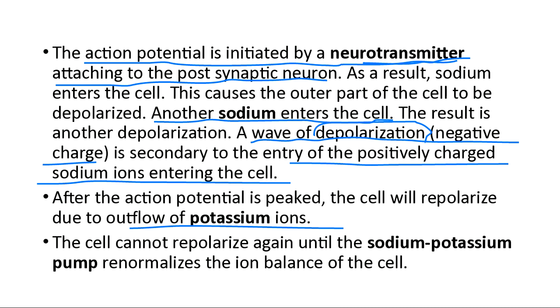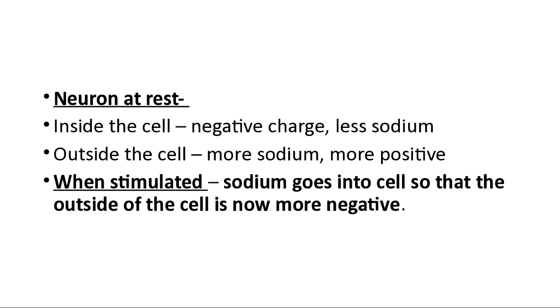You can't get another depolarization until the sodium-potassium pump normalizes the ion balance of the cell. So it basically picks up sodiums, throws them out of the cell, grabs a few potassiums, sticks them in. One sodium out, two potassiums in. And eventually you have your sodiums on the outside and your potassiums on the inside. So at rest, a neuron inside of the cell has a relatively negative charge and less sodium. This is because you have large anions, which are proteins.